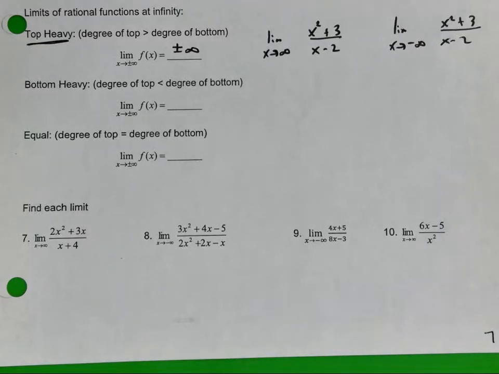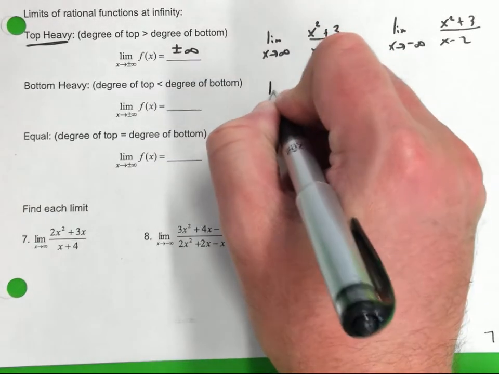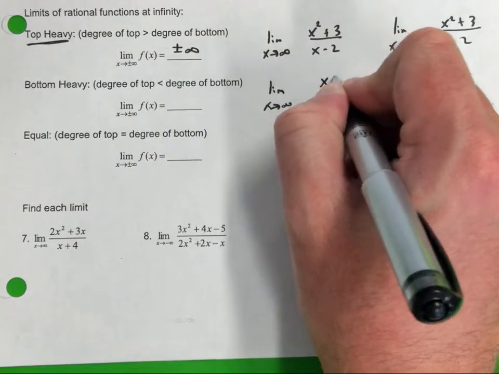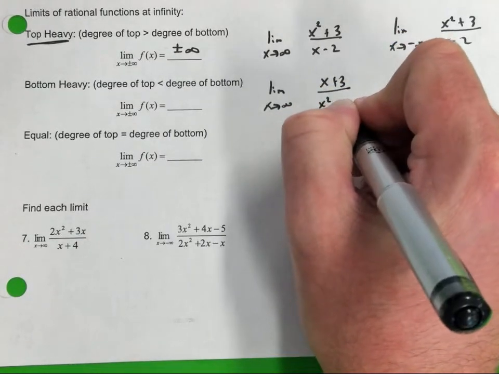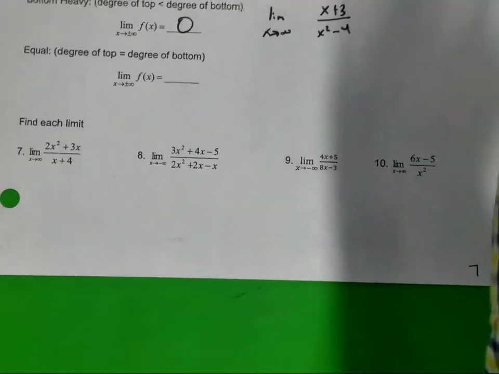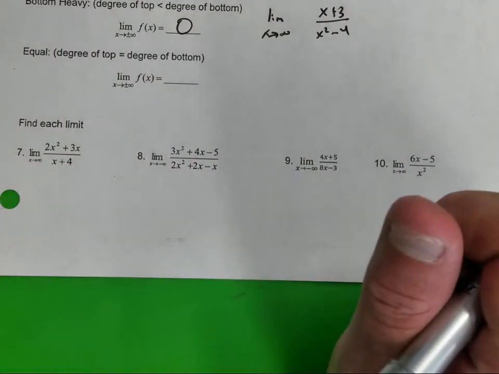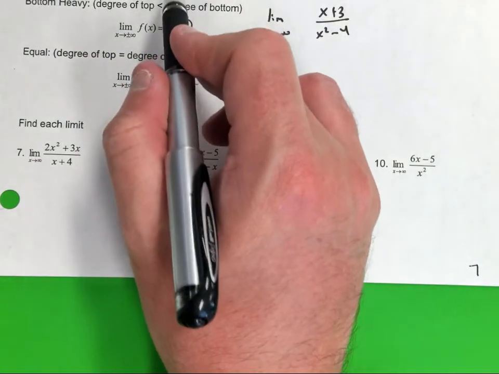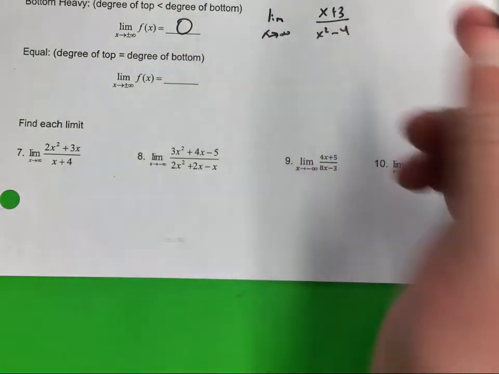If it is bottom heavy, for example, it doesn't matter what infinity it's going to. If it's bottom heavy, let's say x plus 3 and we got x squared minus 4, then it always goes to 0. The limit is 0. If it is bottom heavy, it's always 0. In the top heavy case, you have a choice between positive infinity or negative infinity.